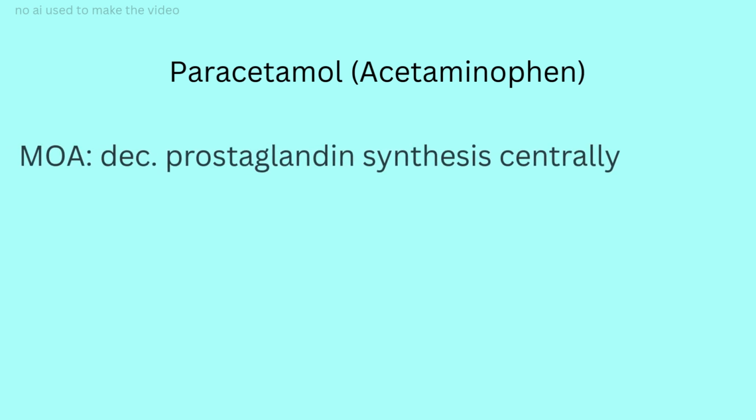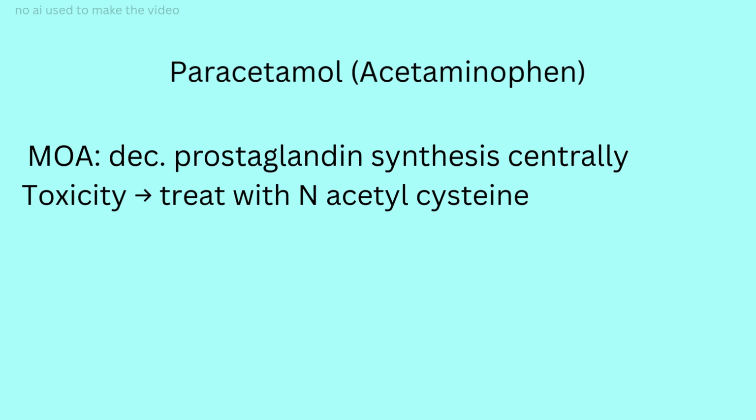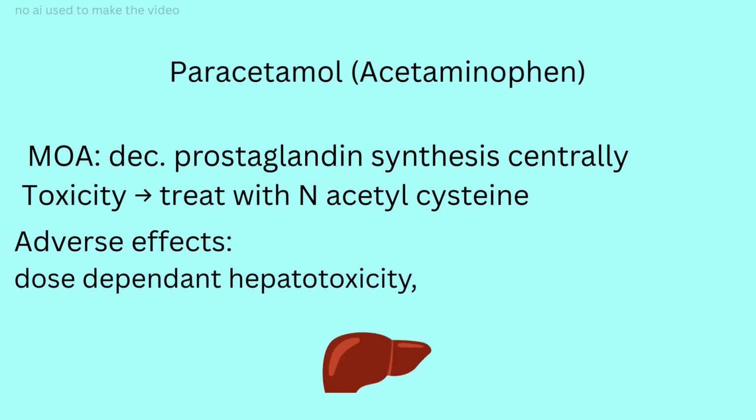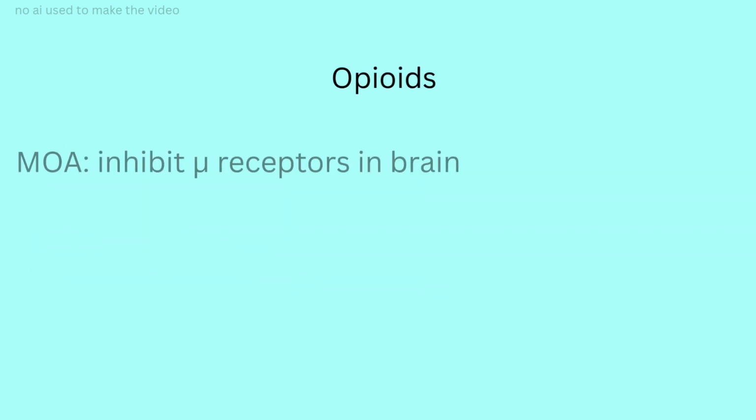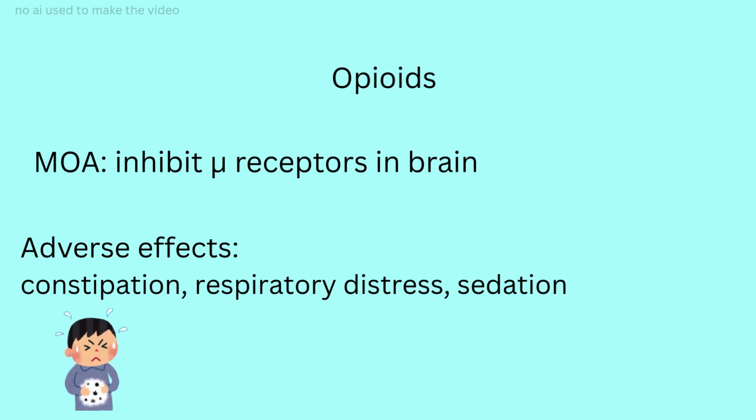While in case of paracetamol, it acts centrally by reducing prostaglandin synthesis in the brain, and the antidote to paracetamol toxicity is acetylcysteine. Their adverse effects are dose dependent hepatotoxicity. While opioids work by inhibiting mu receptors in the brain, and they stop the pain transmission in the brain. They have examples like fentanyl, morphine, and tramadol. Their adverse effects are constipation, respiratory distress, as well as sedation.